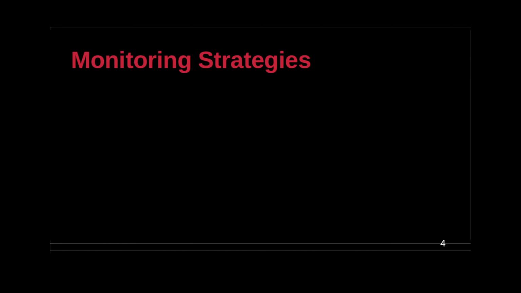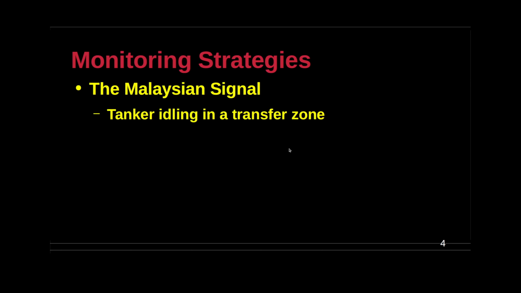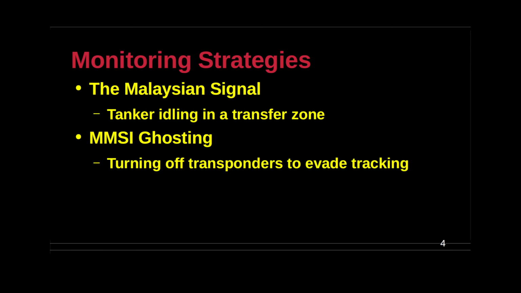Here are some tips on adapting the starter code to track vessels. The Malaysian signal: monitor vessels transiting the Malacca Strait. If they spend several days in the general area, then there is a high probability that the cargo is Iranian crude. MMSI ghosting: in these regions, vessels frequently turn off their transponders before reaching the terminal to evade sanctions. A historical snapshot script is essential to show where they were last seen before they went dark near the coast.